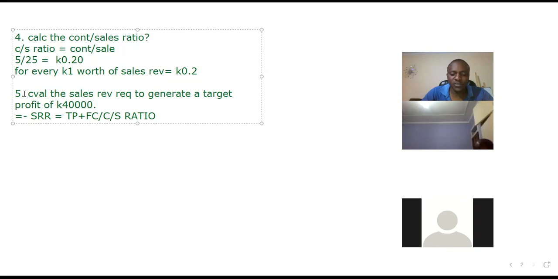So what is our sales revenue? What's our target profit? 40,000. Of course, we know our fixed cost is about 50,000. Then we divide by the CS ratio, 0.2. How much is our answer, guys? Please quickly, we don't have time. We have 3 minutes before you're logged out. Time is running. How much is our answer, guys? 450,000.